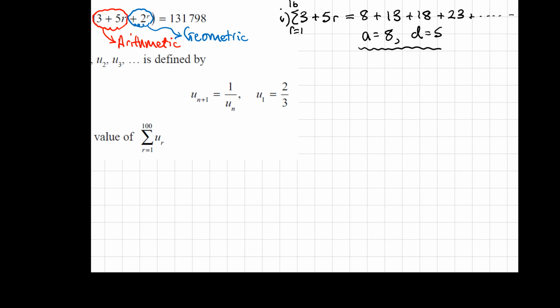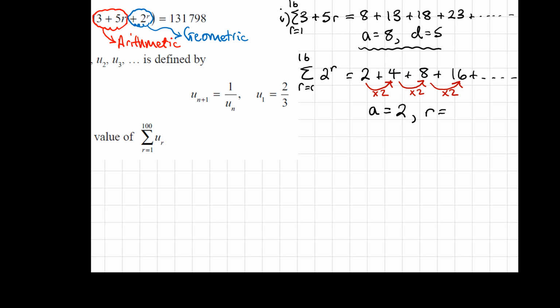So I think I've proved to myself this first bit is arithmetic. How about the 2 to the power r? So the sum of r equals 1 to 16 of 2 to the power r. Let's substitute in the powers of r and see what goes on. The first term, 2 to the power 1, is just 2. Second term, 2 squared. Then 2 cubed. Then 2 to the power 4 and so on. I can see that this one is indeed geometric. I'm multiplying by 2 to get the next term. So here, a is equal to 2 and the common ratio is equal to 2. And for both, the number of terms is going to be 16.